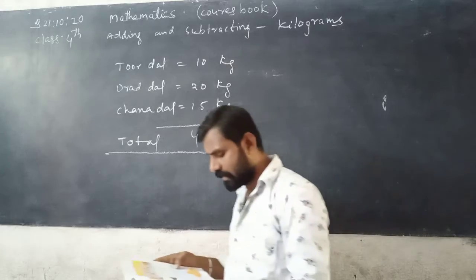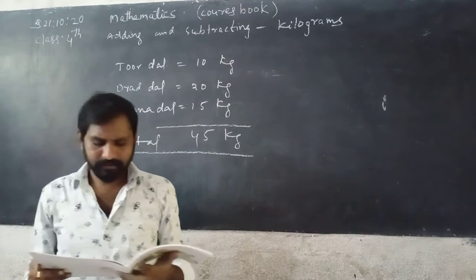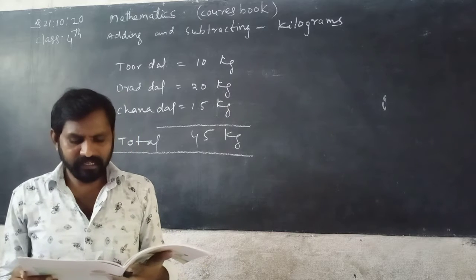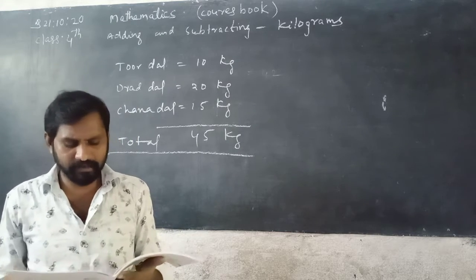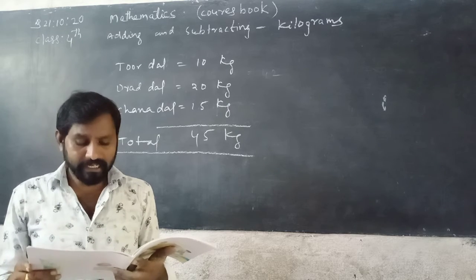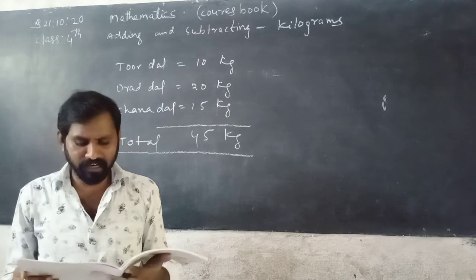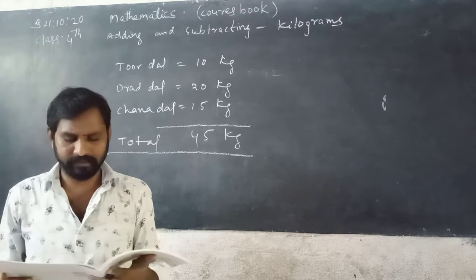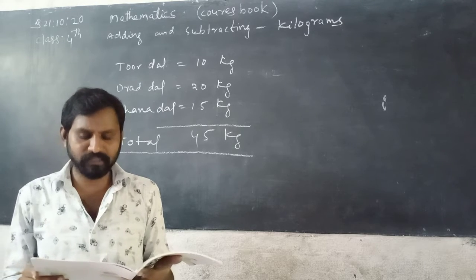Now next here, Rama buys 125 kg of besan every month to make sweets for her sweet shop. She uses 80 kg besan to make laddus and the remaining quantity to make Mysore pak. How many kilograms of besan does she use to make Mysore pak?